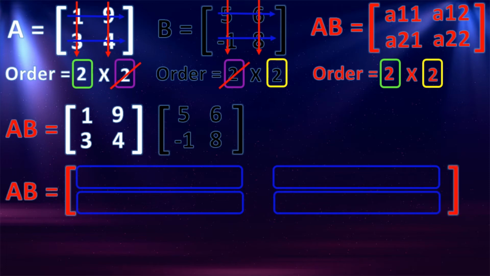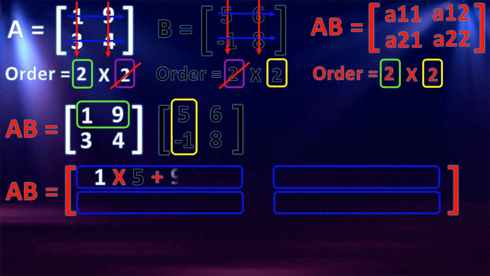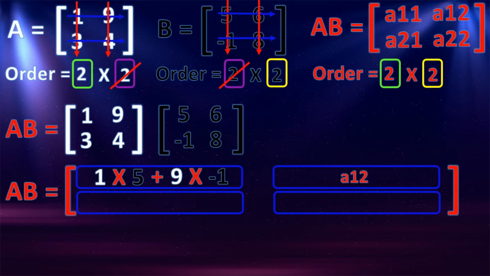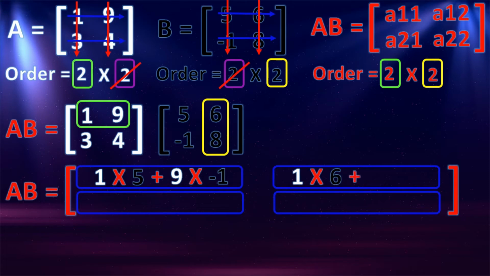Now the first place element will be A11. How to determine A11? First row, first column. Multiply first number by first number, 1 into 5, and second number by second number, 9 into -1. Correct? Now the second place element will be A12, first row and second column. Let's multiply first by first, 1 into 6, plus second by second, 9 into 8.